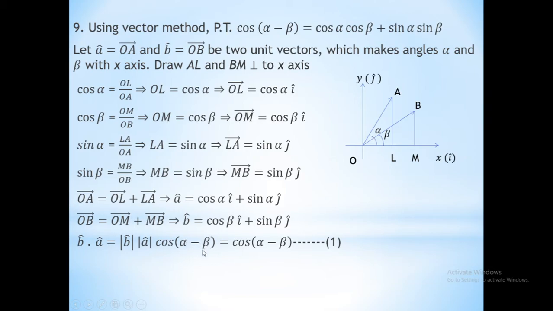That is put here, and this value is 1, isn't it? B cap and A cap scalar value is 1. So you can put 1 and 1. So it is cos alpha minus beta. Take this as equation 1.